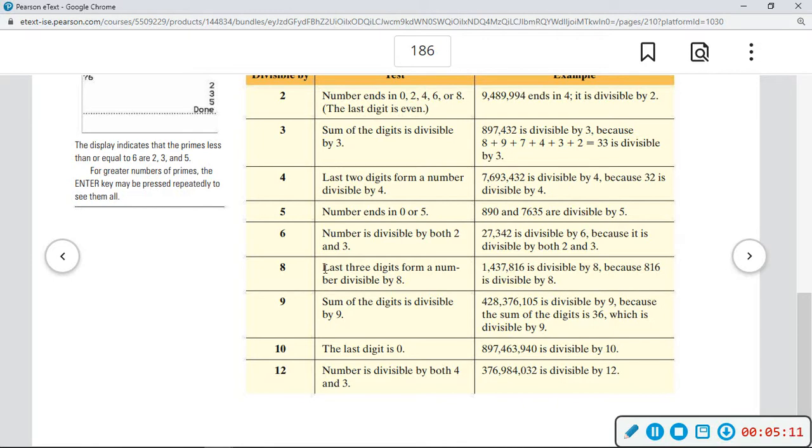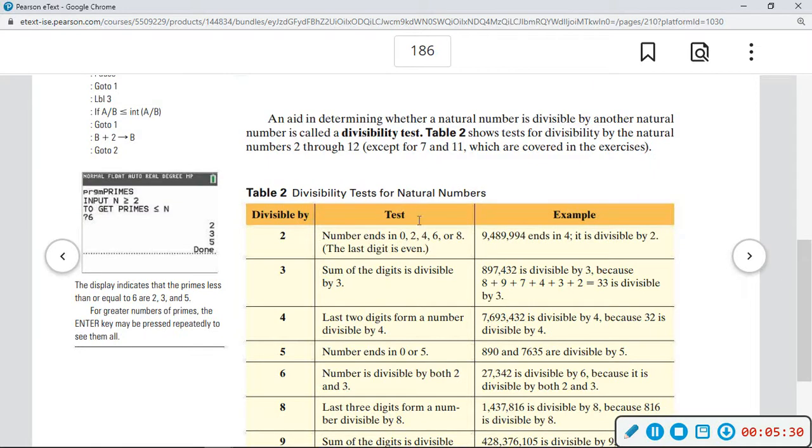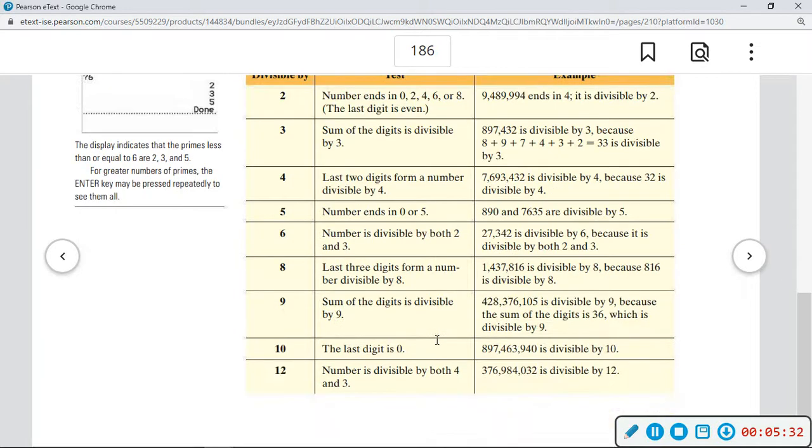By 8 if the last 3 digits are divisible by 8. By 9 if the sum of the digits is divisible by 9. So that's similar to 3. By 10 if it ends in a 0. And then by 12 if both 3 and 4. So you want to be familiar with those. We'll be using those to divide numbers or test them.